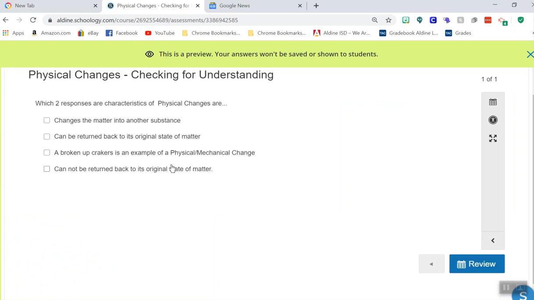Answer this question. I believe it's only one question. Which two responses are characteristics of physical chemical changes? So we want two responses of physical chemical changes.